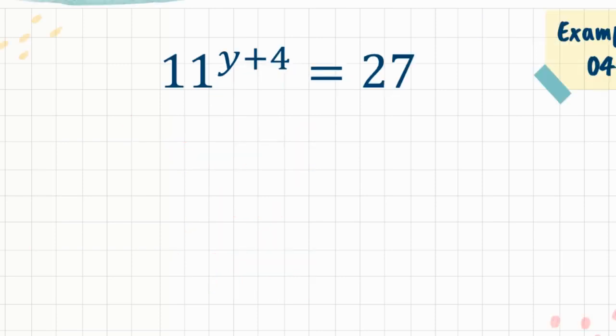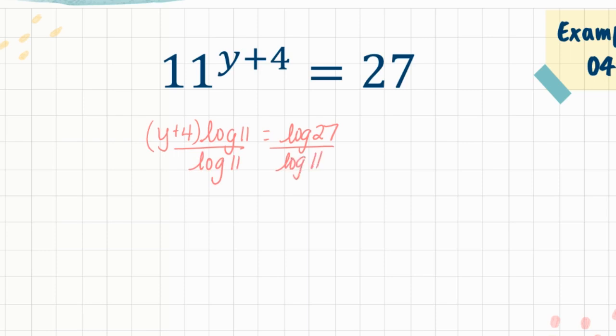Let's try another one. This one is 11 to the y plus 4 equals 27. We're going to start by taking the log of both sides and turning that exponent into the multiplier. Then we're going to divide both sides by log 11. And we get y plus 4 is equal to whatever log 27 divided by log 11 is. Let's figure that out. 1.3744, etc.